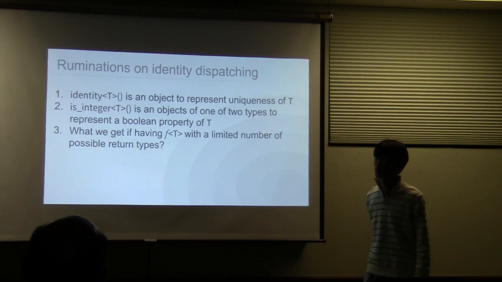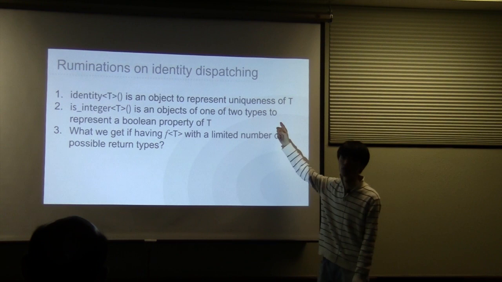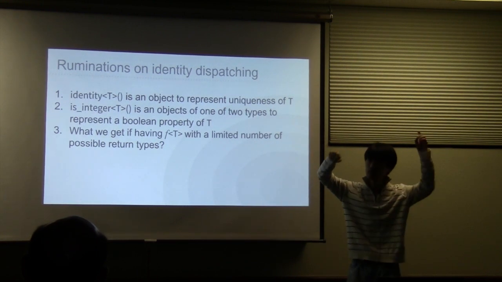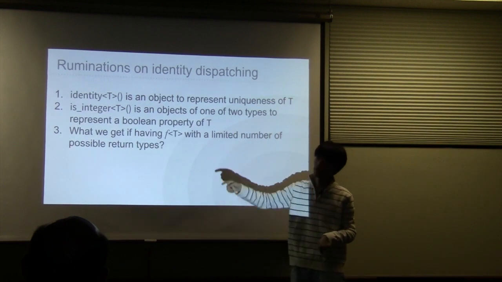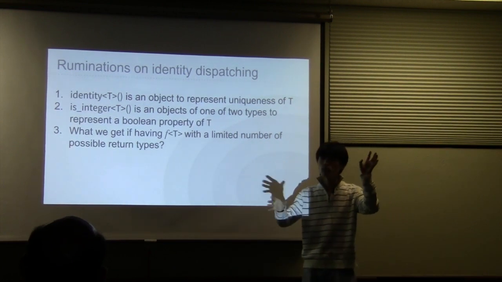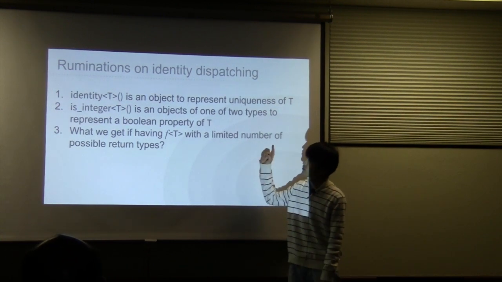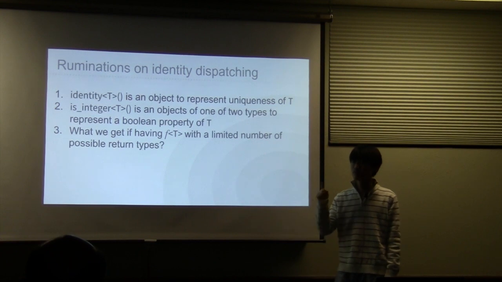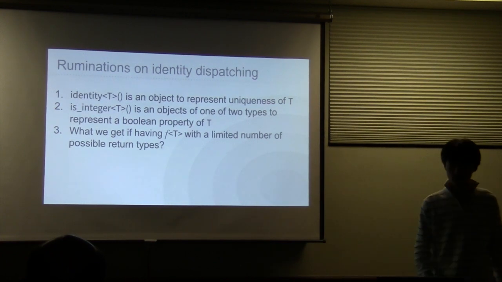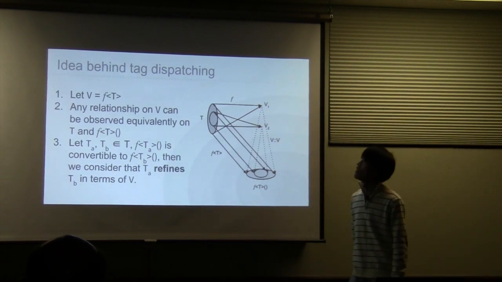Why does this solution work? If you look at identity, it represents a property called uniqueness, right? Each type mapped to an identity is identityless. If you have type predicates, we map all those types into two categories, right? If we have a type function with like three possible returned types, that's going to be interesting. And that is the essence of tag dispatching.